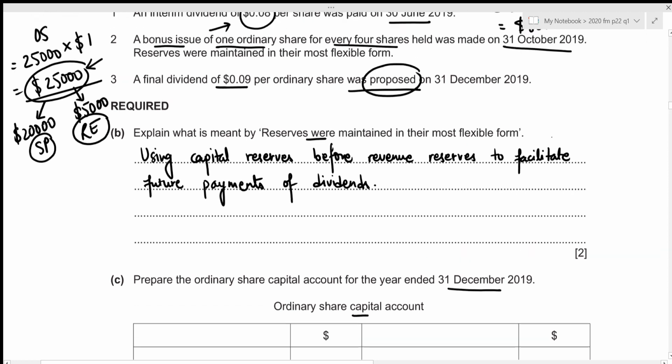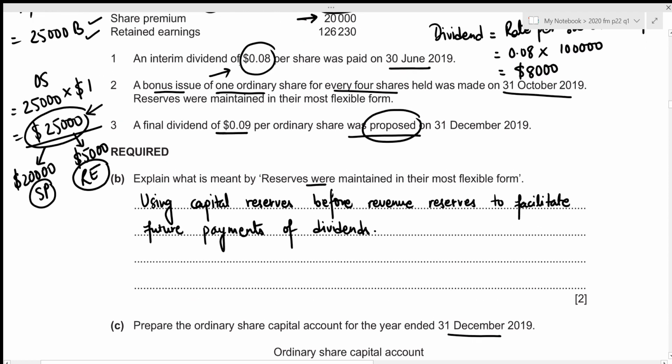Now for the first information, we just provided our dividends, and this does not affect our ordinary share capital at all, so we can completely ignore this. And the second one was a bonus issue which brought in 25,000 into our ordinary shares. We already calculated it, right? And out of 25,000, 20,000 was funded by share premium and 5,000 was funded by retained earnings.